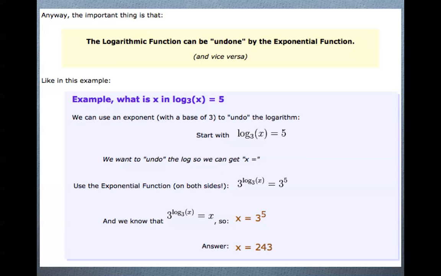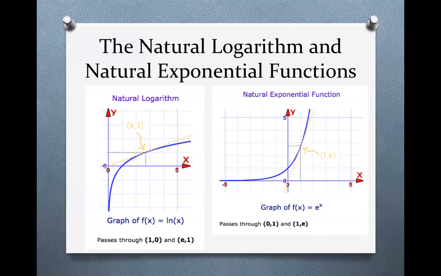So, the important thing is that a logarithmic function can be undone by the exponential function and vice versa. So, example, what is x in log base 3 of x equals 5? We can use our exponent with a base of 3 to undo the log. So, we can rewrite it as 3 to the log base 3 of x equals 3 to the 5. What we did was raise both sides, put 3 right here, and put these in the exponents. This is an inverse property. Therefore, this cancels out to equal x, and that equals 3 to the 5, so x equals 243.